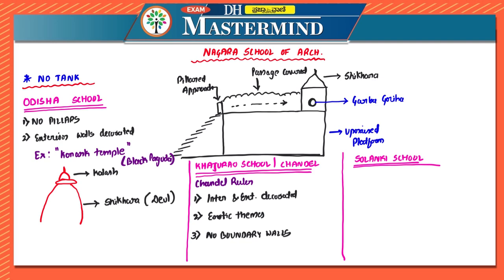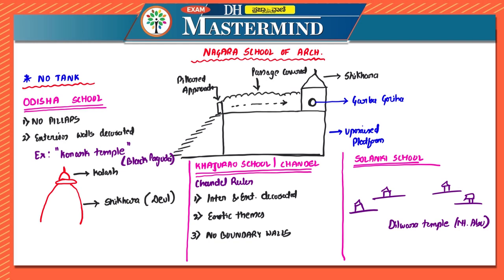You have a massive rectangular stepped tank, and on the steps there are small temples, which we can see in Gujarat. An example for this is Dilwara temple in Mount Abu, which is the highest Jain pilgrimage.